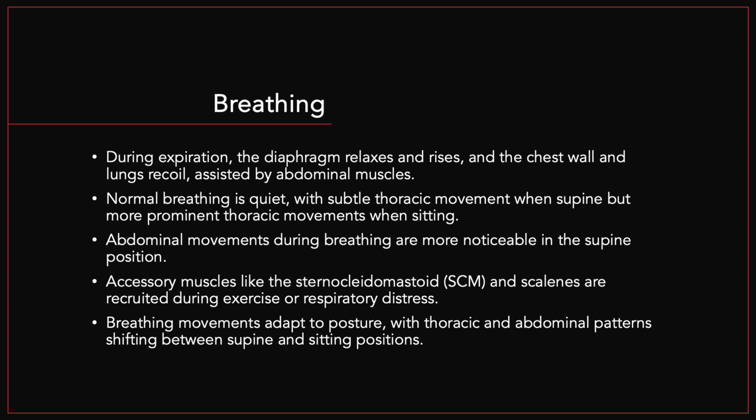So accessory muscles like the sternocleidomastoid and scalenes are recruited during exercise or respiratory distress. I would definitely know that. On the next slide, there's a picture of the actual muscles. I would know which muscles we're going to use as far as what accessory muscles are. We're also going to review these for several of our different blocks as far as the anatomical position of everything. So breathing movements are going to adapt to posture with thoracic and abdominal patterns shifting between supine and sitting positions.